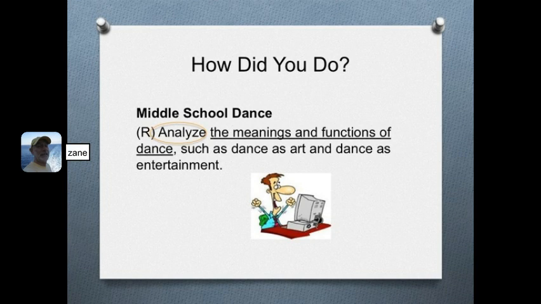How did you do? In this particular example, analyze the meanings and functions of dance, such as dance as art and dance as entertainment. The action word or verb is analyze, and so we have circled the word analyze. Analyze is a reasoning learning type, and so we have placed an R in parentheses prior to the benchmark. The concepts that are being called for are the meanings and functions of dance, and so we have underlined that phrase. This benchmark also has a such as dance as art and dance as entertainment.